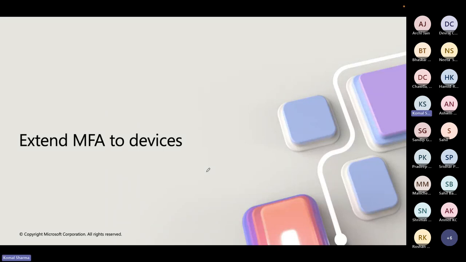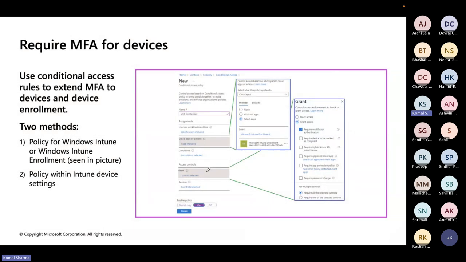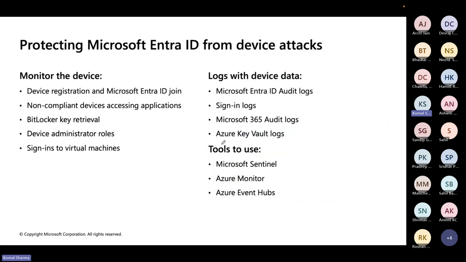If you want to extend your MFA to your devices, for that you can use the Conditional Access policy. Here, when you click on cloud applications, you can select for which application you want to enable the MFA, or you can select it for particular devices, whether you want to enable it for Windows devices, for applications on iOS devices, or for Android devices, and so on.